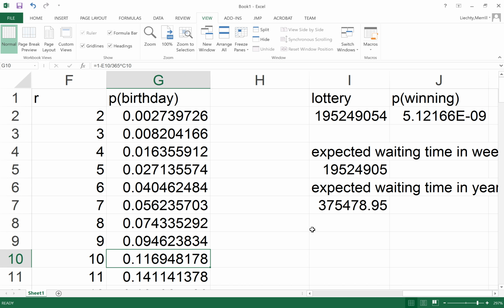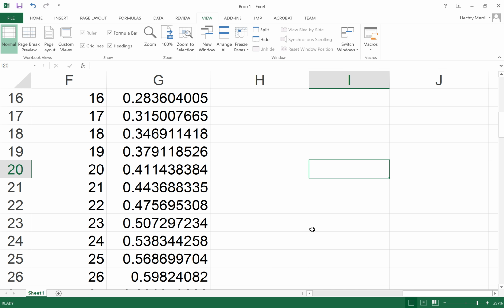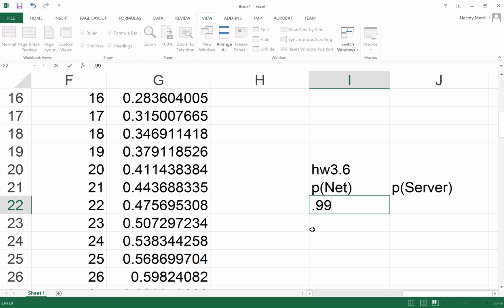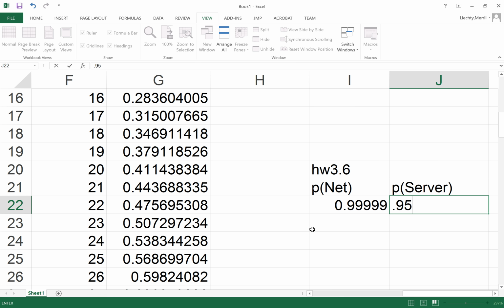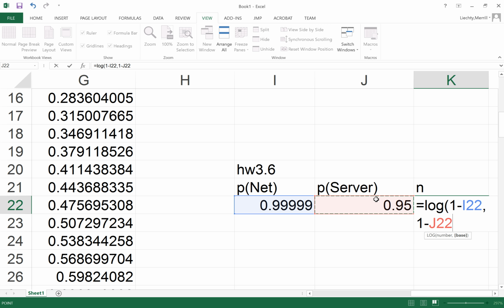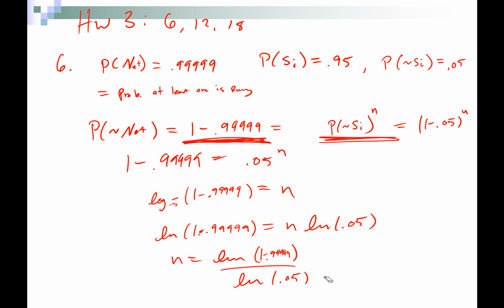So let's come over here to Excel. So this is homework 3.6, and we have probability of the network, and we have probability of the server. So this is 0.99999. This is 0.95. So n is going to be equal to the log of 1 minus that thing, comma, the base, which is 1 minus that, which means I wrote this down wrong. Oh no, I didn't. Yeah, log of, here I put it wrong. Log of base 0.05.